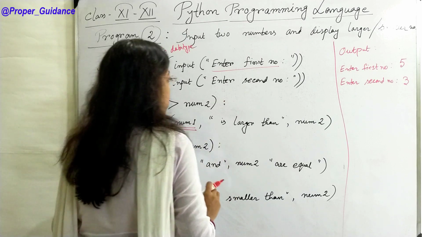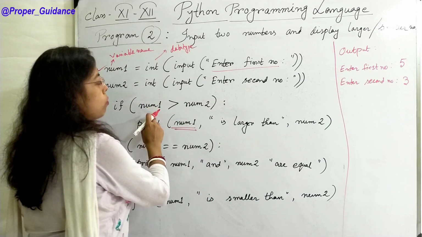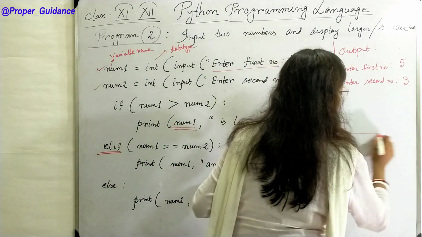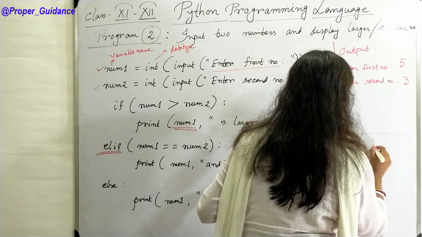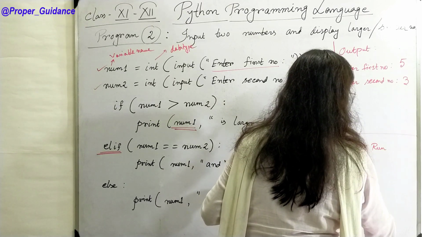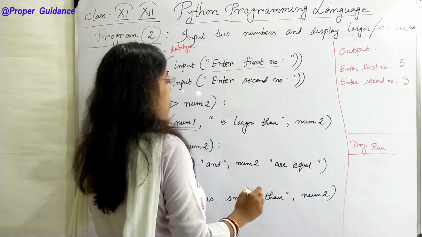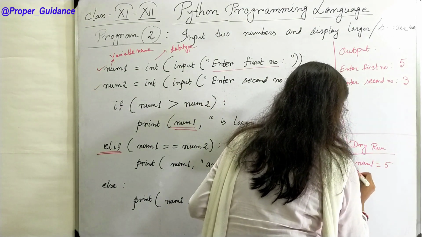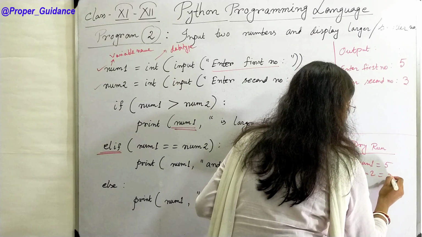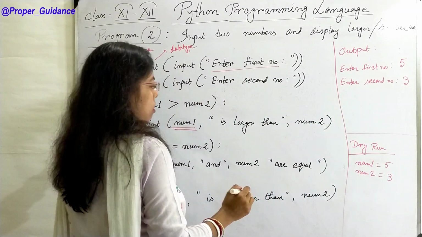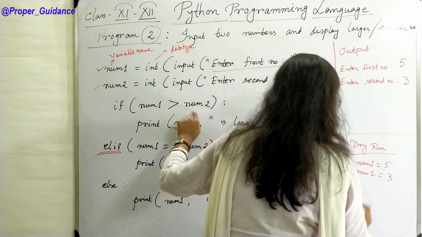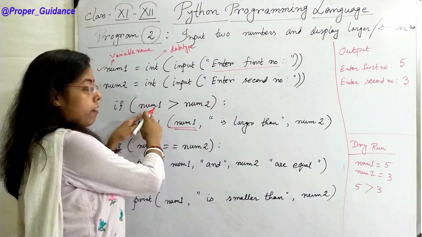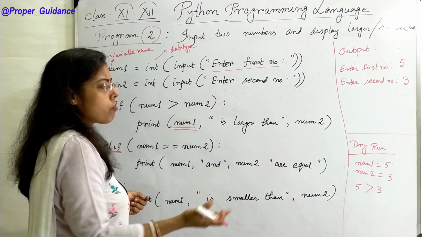Now what will happen? First it will check whether num1 is greater than num2. This is called a dry run of a program, to execute the logic. What is the dry run? Num1 equals 5, num2 equals 3. Now check the first if statement: num1 greater than num2, is 5 greater than 3 or not? Yes, obviously 5 is greater than 3.